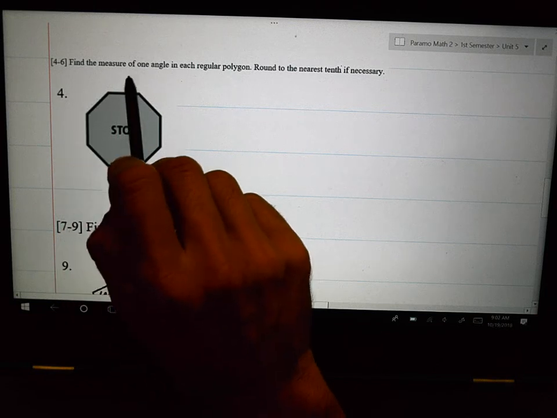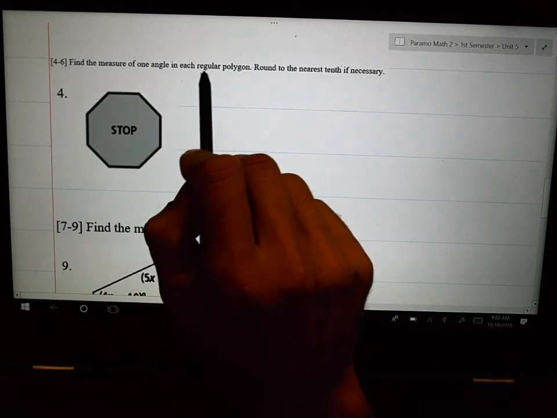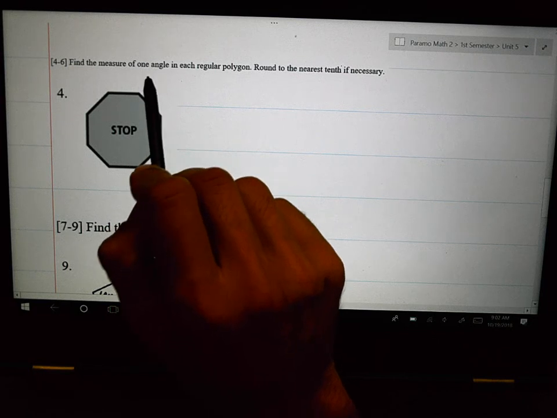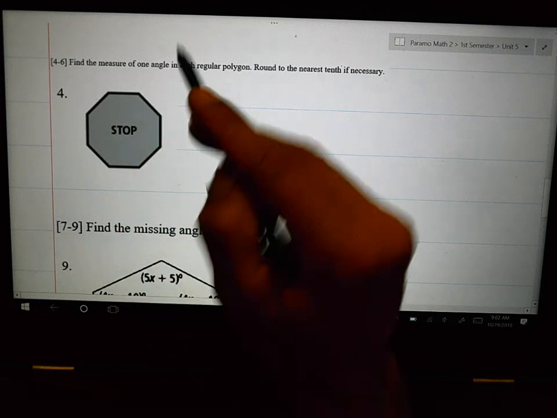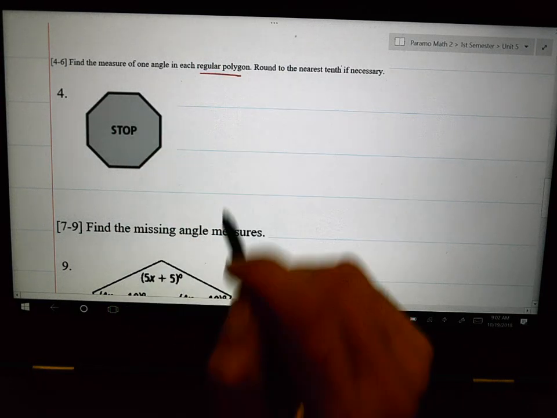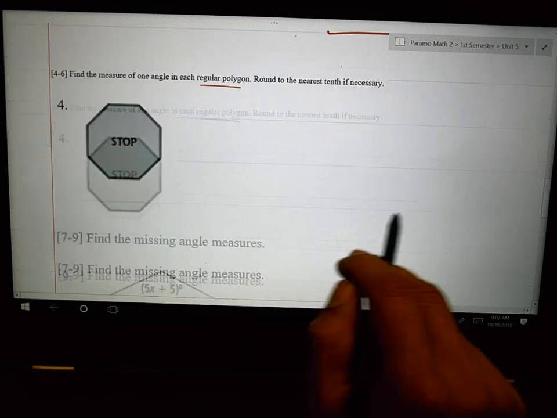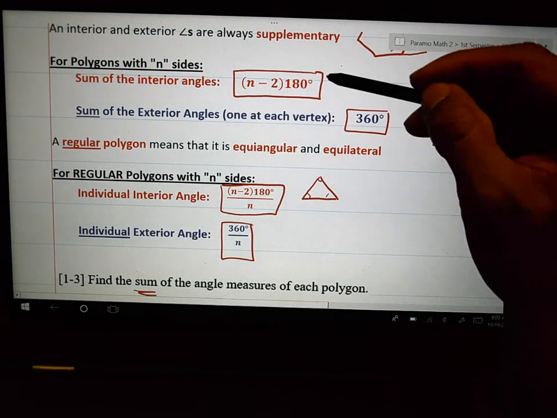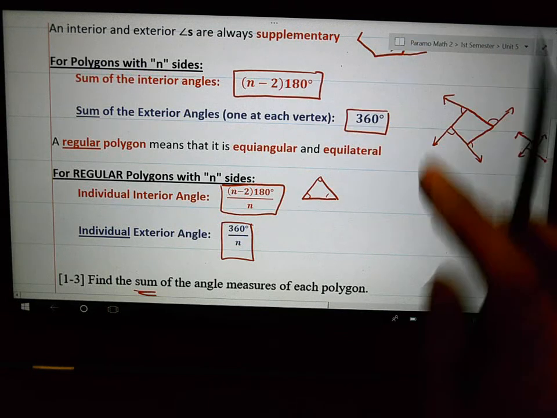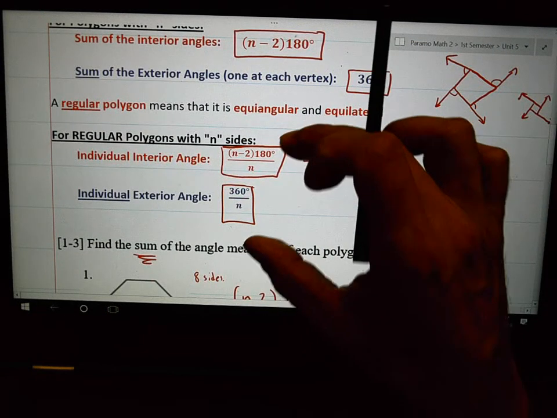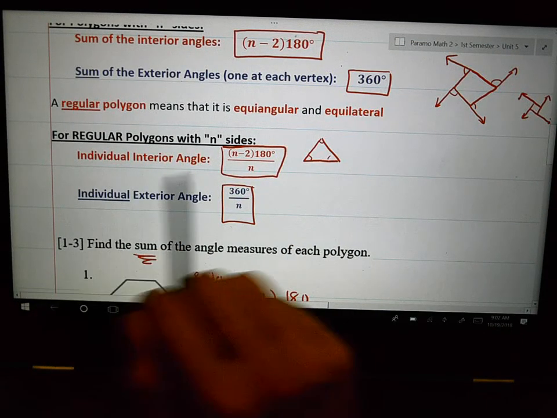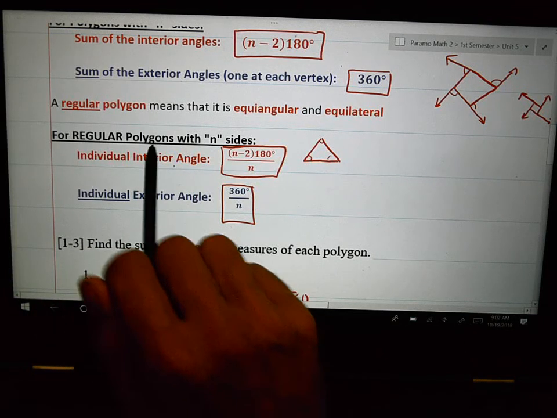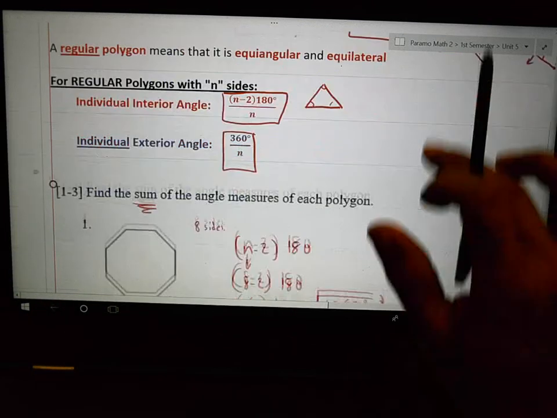Number 4. Find the measure of one angle in each regular polygon. When it says one angle, that's an individual angle. And it calls this a regular polygon. So I have to remember that I have formulas for the sum of everything, and these ones don't have to be regular, but these formulas only work if it is regular. Okay? I need to find an individual interior angle of a regular polygon. Here's the formula.